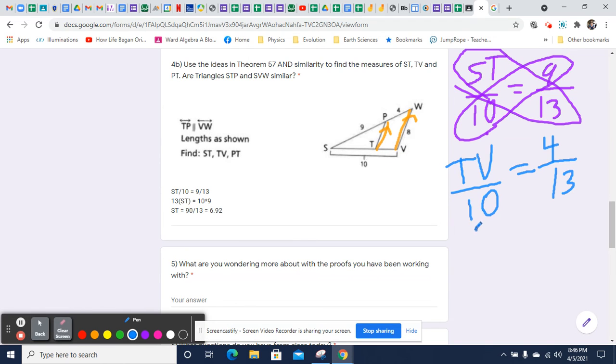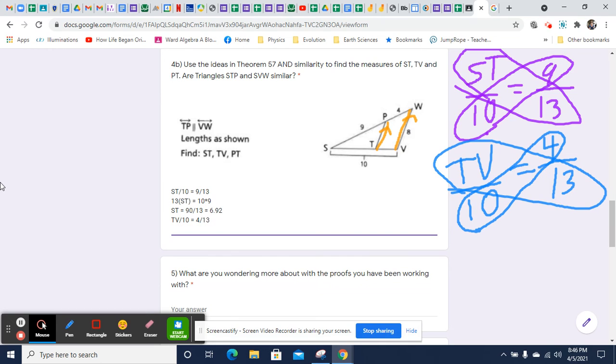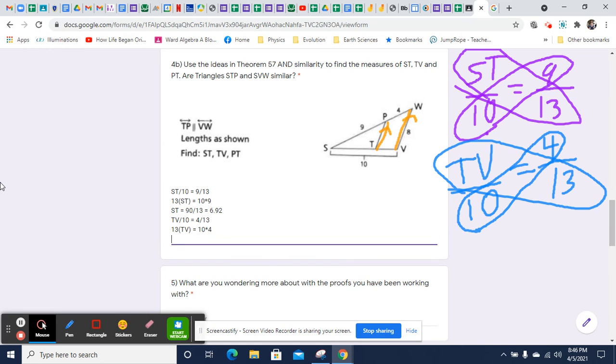Okay, so once again, the product of the means is going to equal the product of the extremes. So we can set all of that up down here. So we know TV over 10 equals 4 over 13. And so 13 times TV is going to equal 10 times 4. And that's going to be, we can now say TV equals 40 over 13.